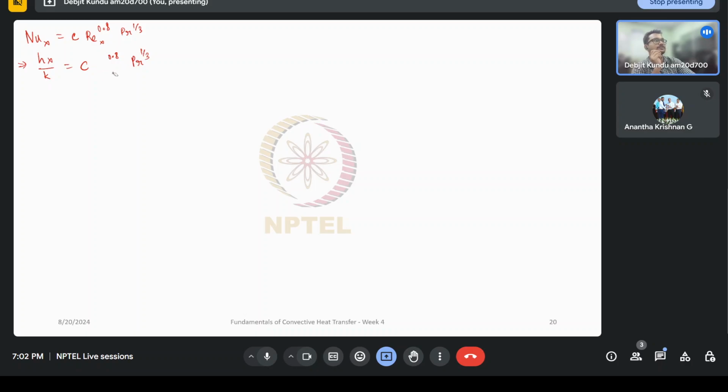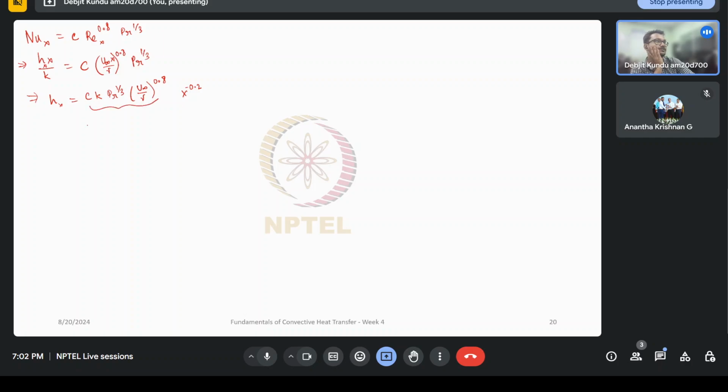Okay, this Rex also I'll break down. So let's call this U infinity x over nu power 0.8, right? So this finally gives me the local h at x. So hx is equal to C into k into Prandtl number power 1/3 into more constants, that is U infinity by nu into 0.8. And now I'm separating out the x. So x is 0.8 minus 1, so that's minus 0.2, right?